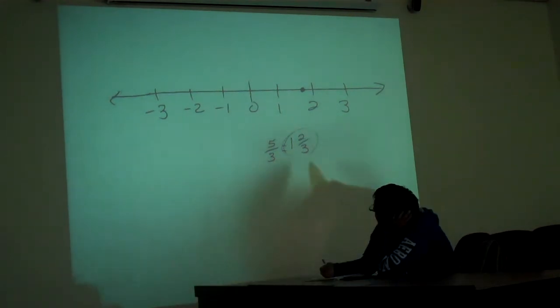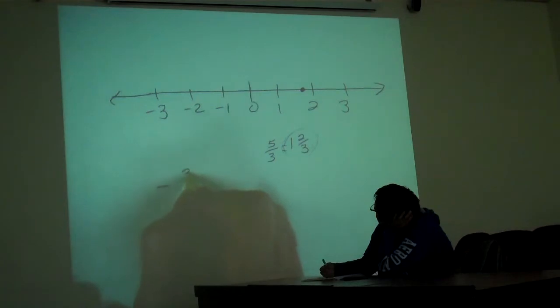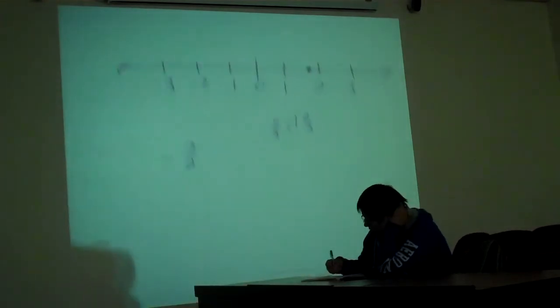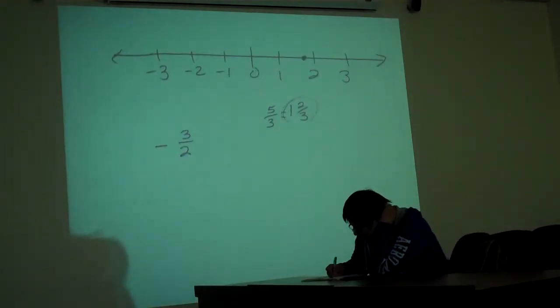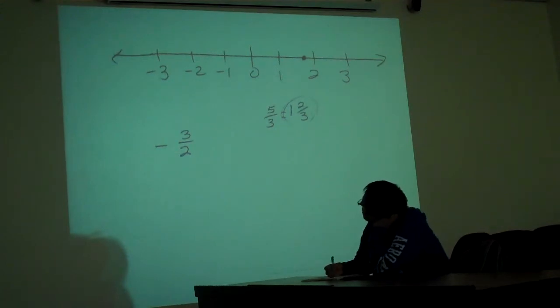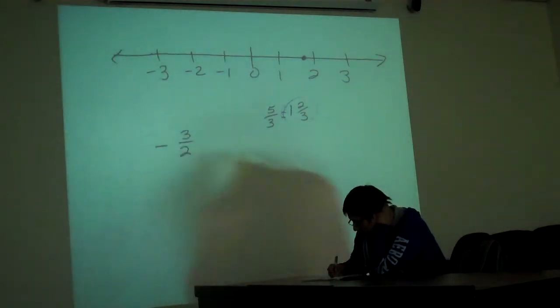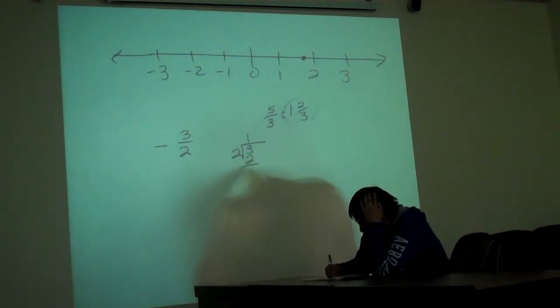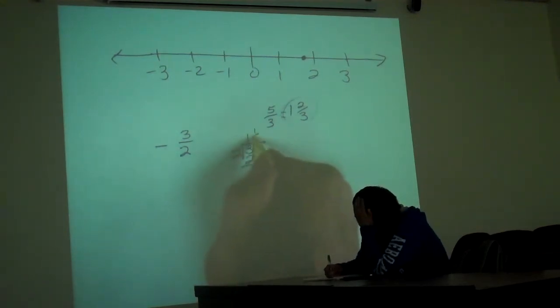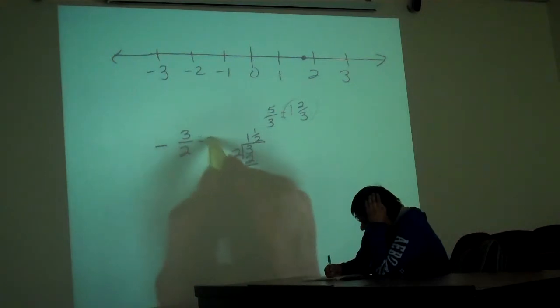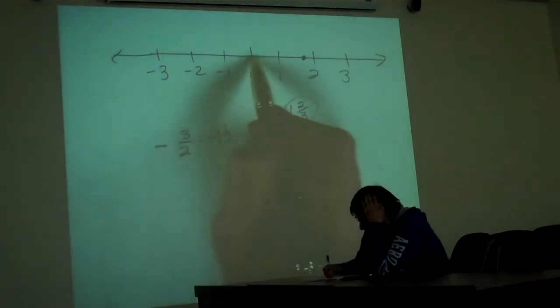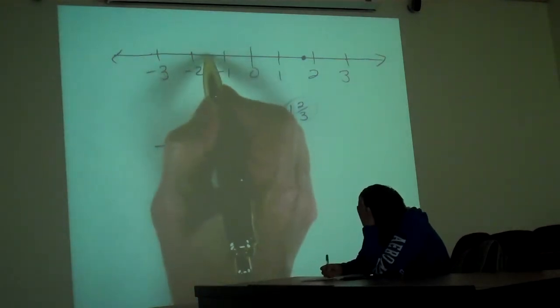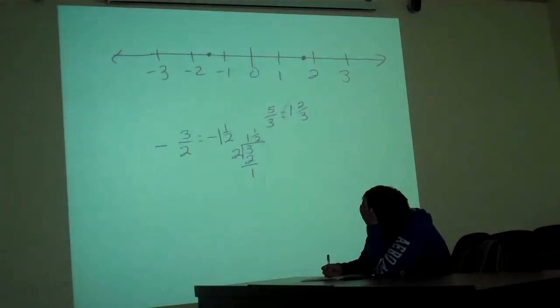Okay, let's say you had -3 halves. Okay, convert that to a mixed number so you can see where you need to put it. 3 halves goes 1 time and then 1 half. So you're going to do -1 and 1 half. So go back -1 and then half the way to the -2.